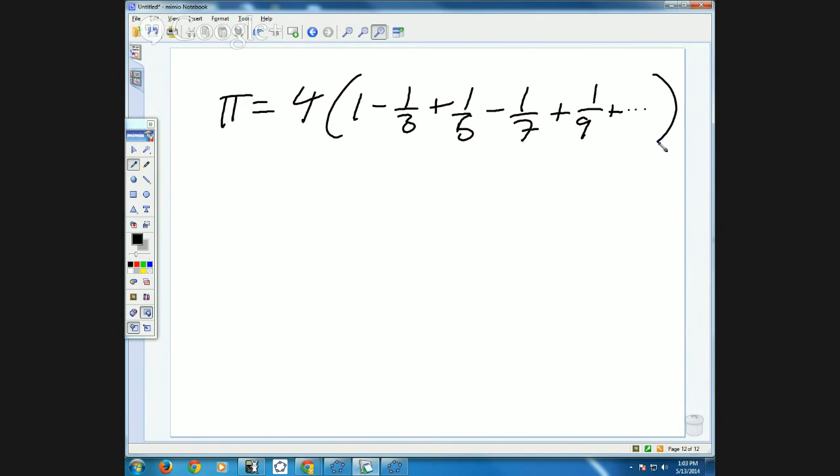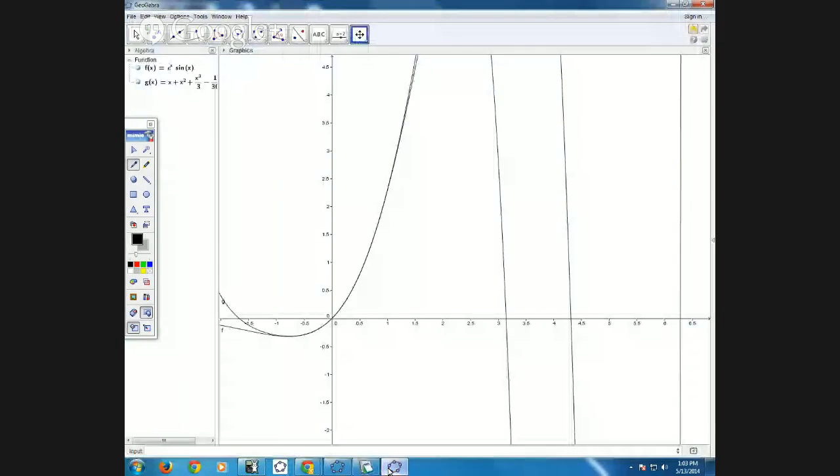Let's check it with a sum sequence on the calculator. We're checking if we take 4 times this series, we get pi, or pretty close to pi. So we're going to do a sum sequence on that. You guys use the calculators. I'm going to use GeoGebra.